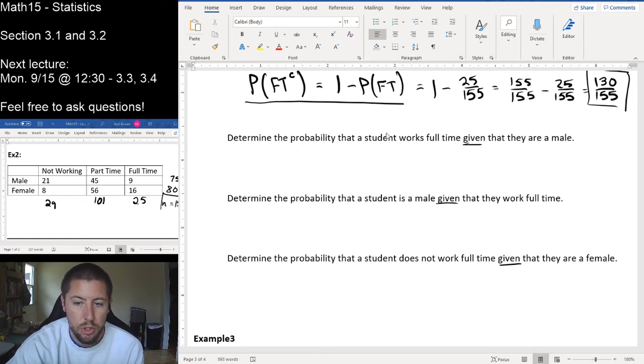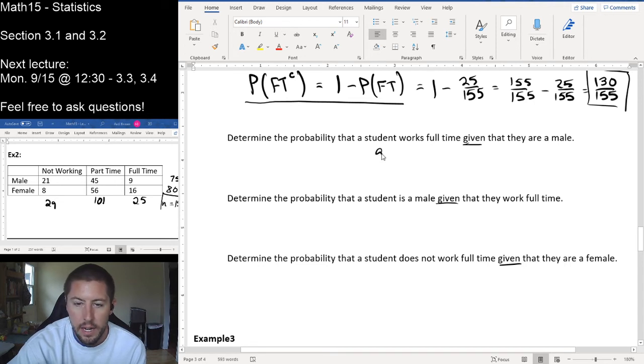What is the probability that a student does work full time given that they are male? Well, out of all of the males, there's 75 males, and 9 of them work full time right here. And so we are going to get 9 people are males and full time.